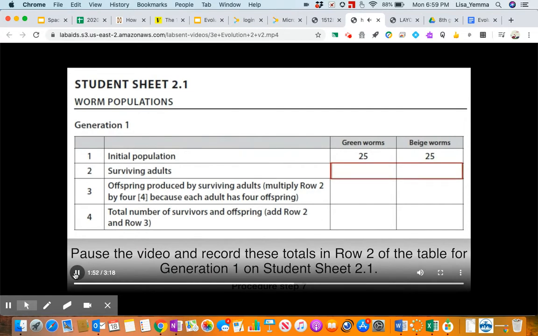Pause the video and record these totals in row 2 of the table for Generation 1 on Student Sheet 2.1.